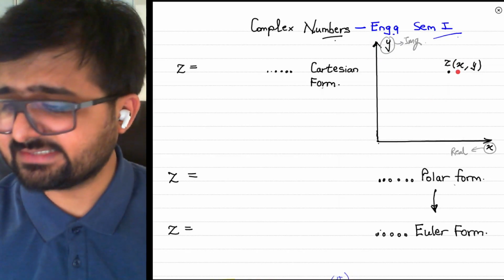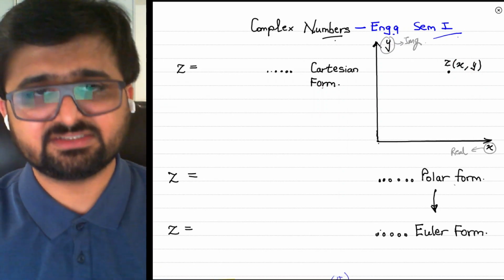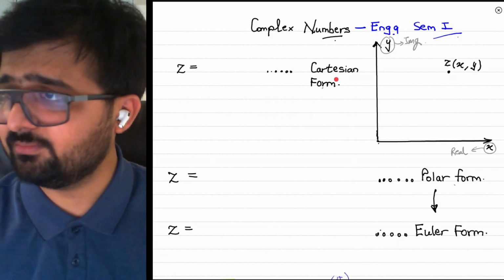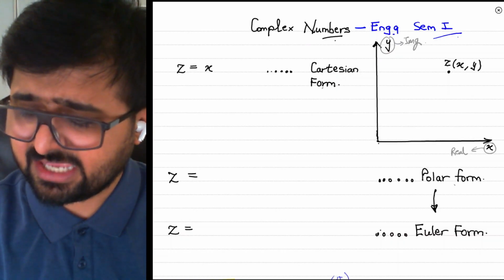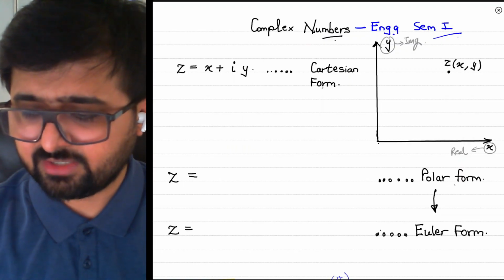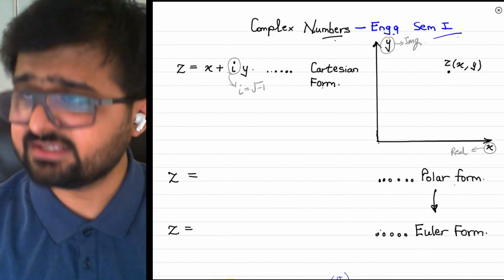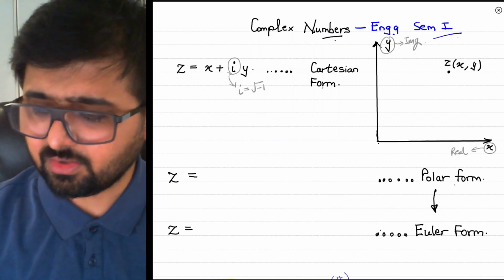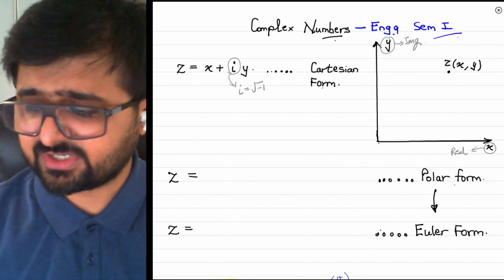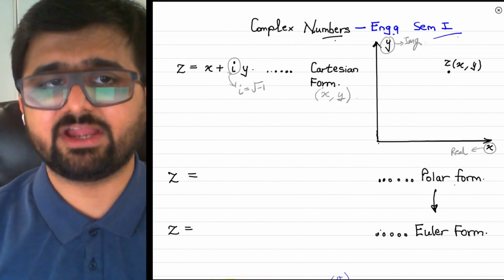Now that z is nothing but the point (x, y), which is how we are going to represent complex numbers in different forms. If I want to write that z in Cartesian form, that z will be x + iy, which will be the Cartesian form of complex numbers, where i is the square root of minus 1. And this form is called the Cartesian form of complex numbers. So always remember, Cartesian form is nothing but complex numbers represented in the form of (x, y).